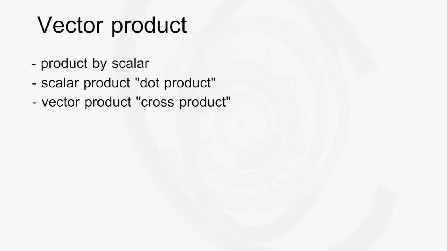In the next few videos, we will discuss the vector product. There are three different ways to multiply vectors: a product by scalar, dot product, and finally cross product.